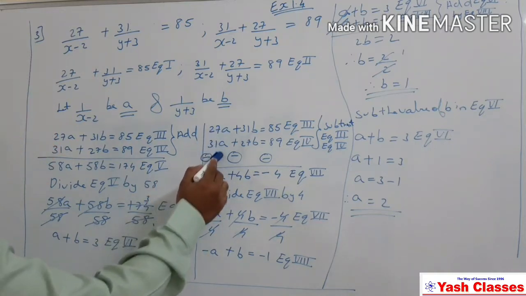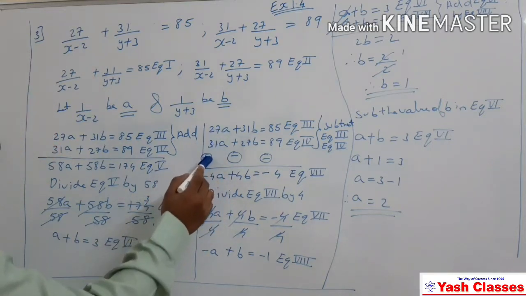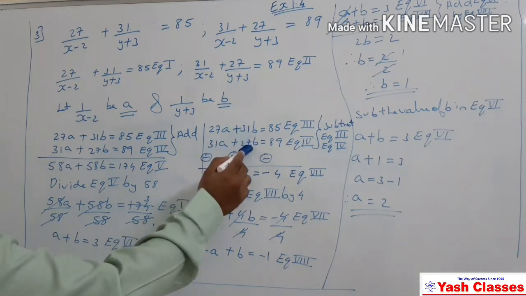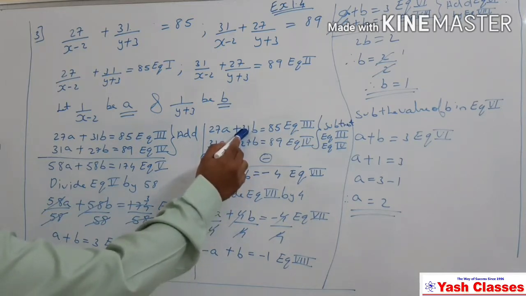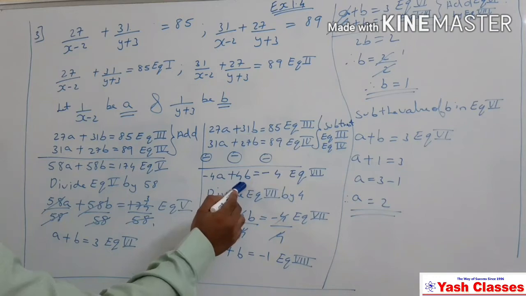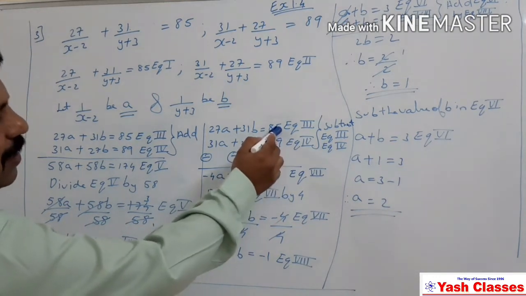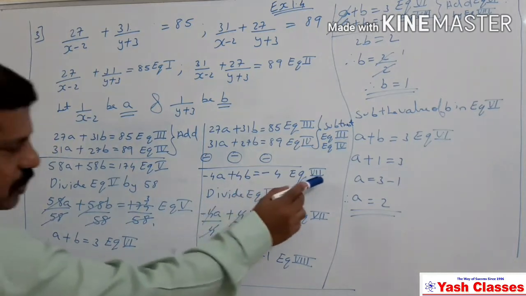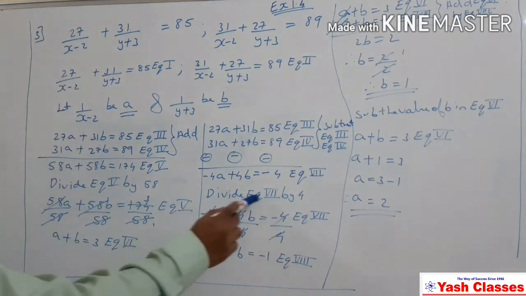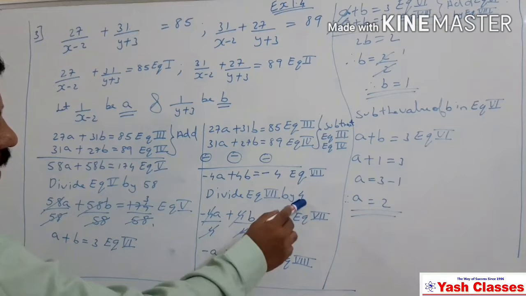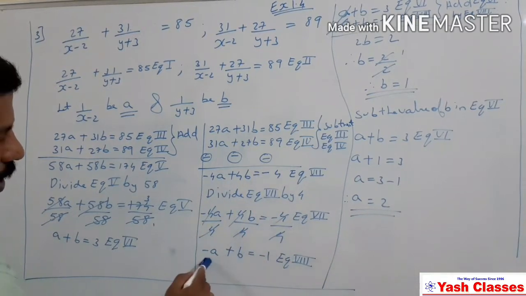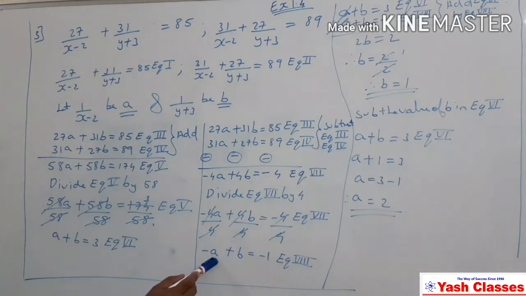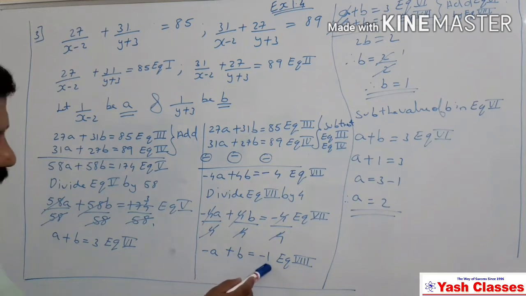Now 27 minus 31 is 4. The bigger number is 31, so the minus sign is there. Here minus 4a plus 4b, and 89 minus 85 is 4. Equation number 7. Now we are dividing equation 7 by 4. We got minus a plus b is equal to 1.